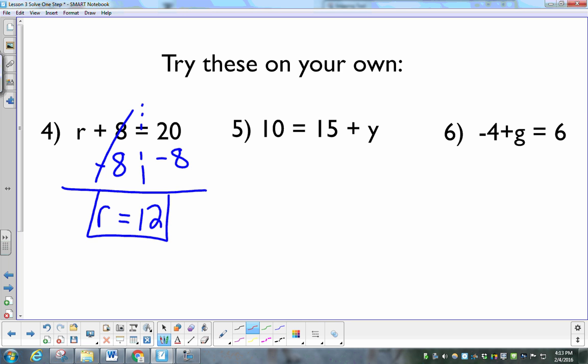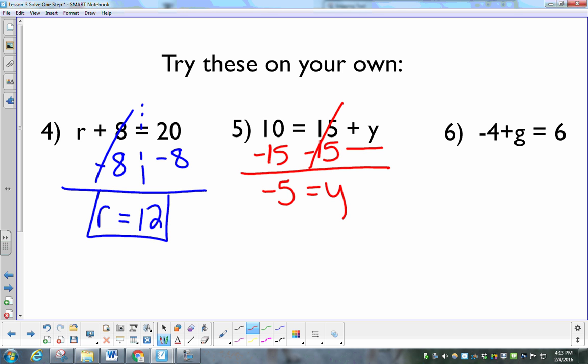All right, number 2, we've got 10 equals 15 plus y. So if I look at my y here, the thing I want to get away from it is this positive 15. So to get rid of that, I need to take away 15. So I need to do that to each side of my equal sign. 15 minus 15 is 0, so it goes away. And then 10 minus 15 is negative 5, and y is left all by itself here. So in this case, y is equal to negative 5.